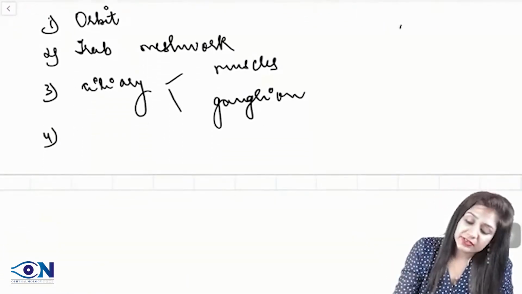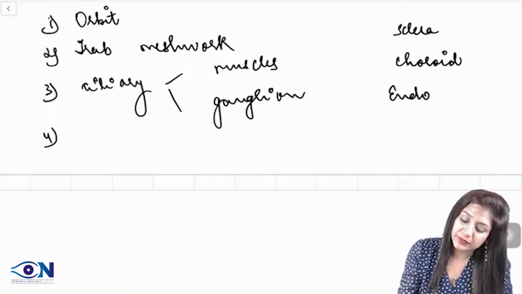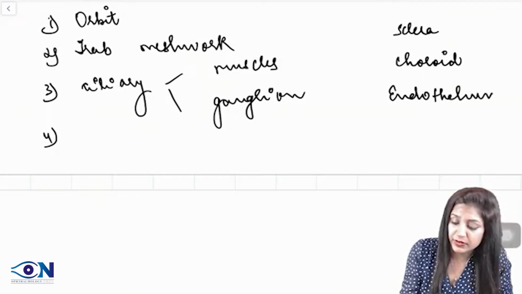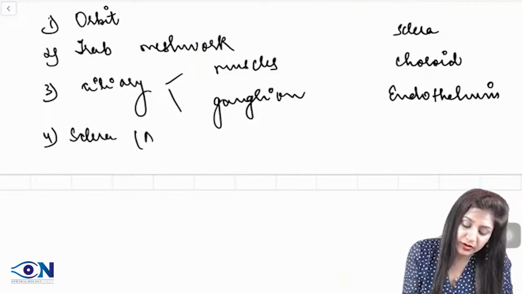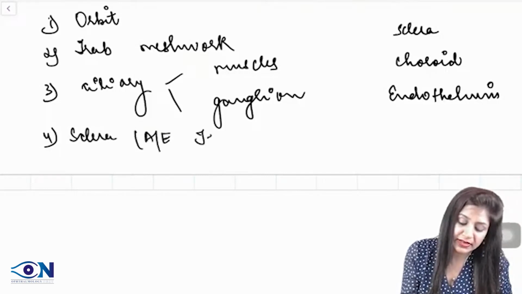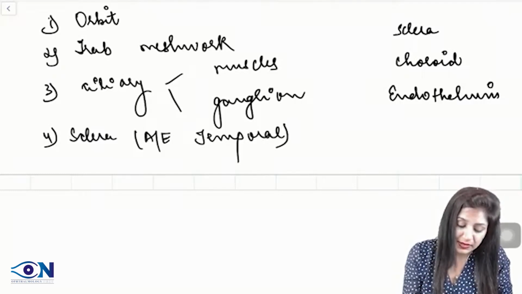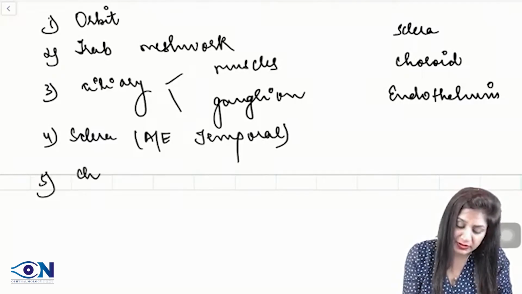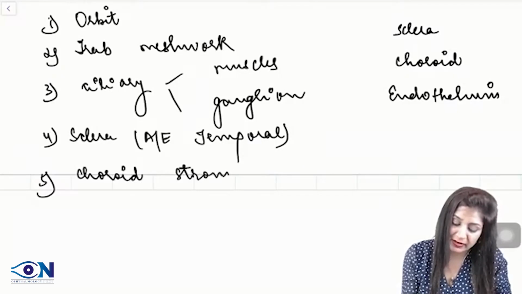The three things, the sclera, then we have choroid, and then we have the endothelium. These are also coming from the neural crest. Sclera, we are having all except the temporal sclera. Why? Because temporal sclera is coming from mesoderm. Then we have got the choroid. So choroid stroma is coming from here, and number 6 is the corneal endothelium.